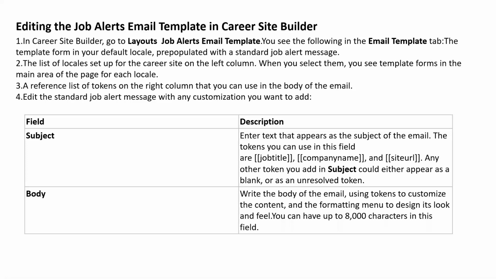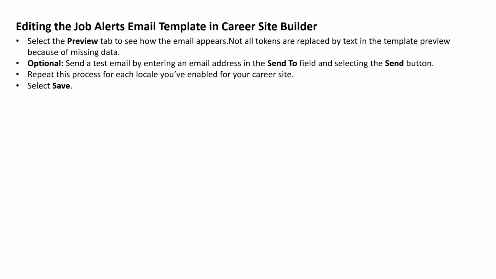You also need to note that usually 8,000 characters are supported, and when you're creating a subject, it's always recommended to put the job title, company name, and then the site URL. That's going to help you quickly retrieve the job email alerts that you have created, in case there is a bunch of information going on. Enabling the job alert email template in the career site builder, we'll be able to preview the tokens, and then save that particular information.